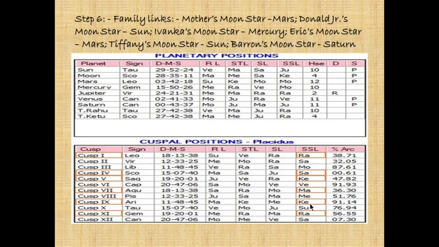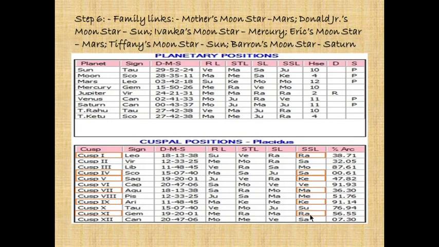Eric's moon star is Mars, and ninth cusp is connected to third descendant. Ketu must make link with Mars. Ketu represents Mars, so it makes link. Then fourth descendant, that's Tiffany.